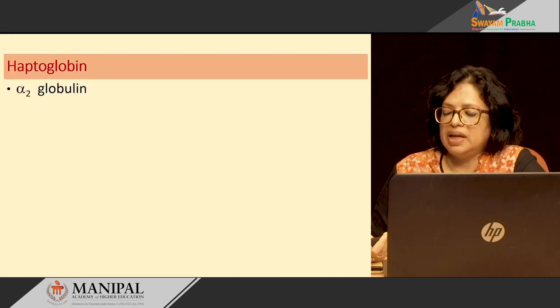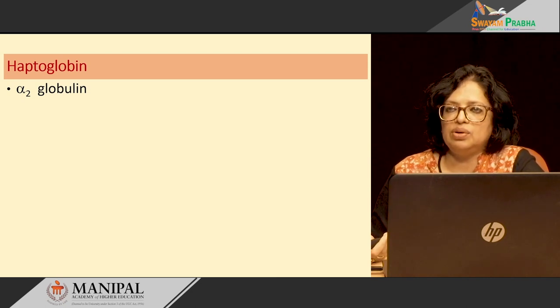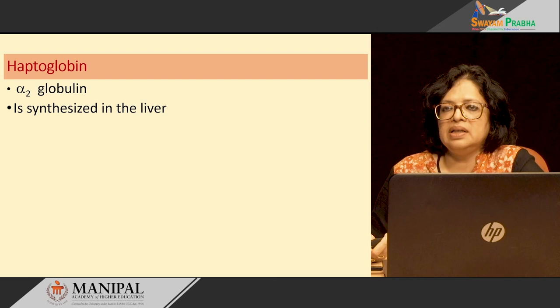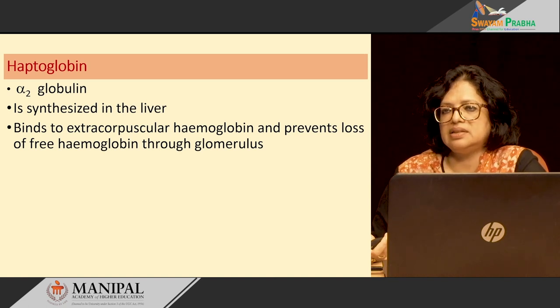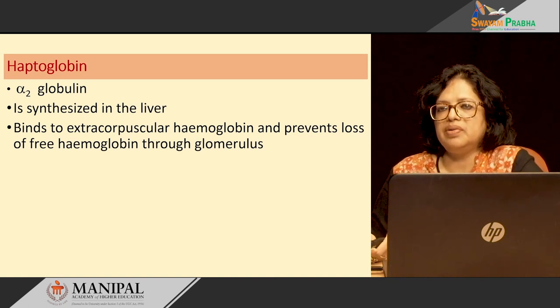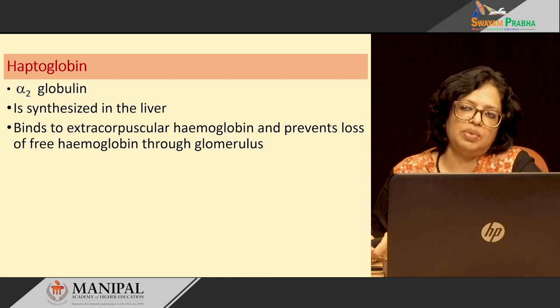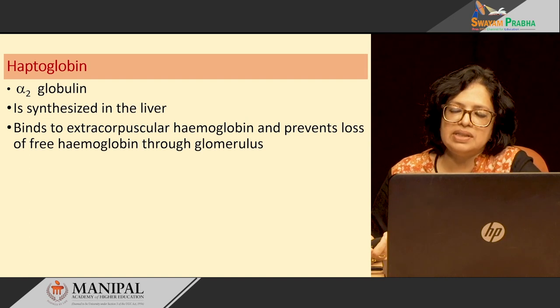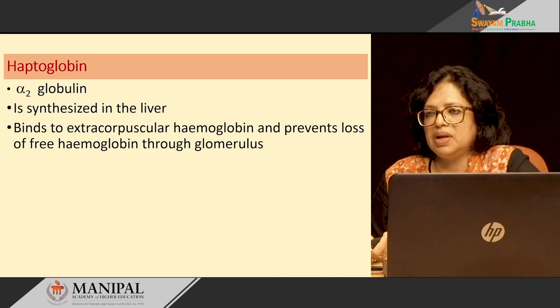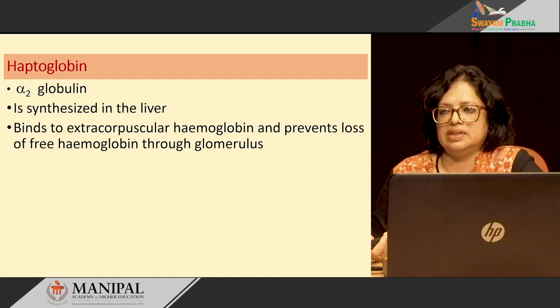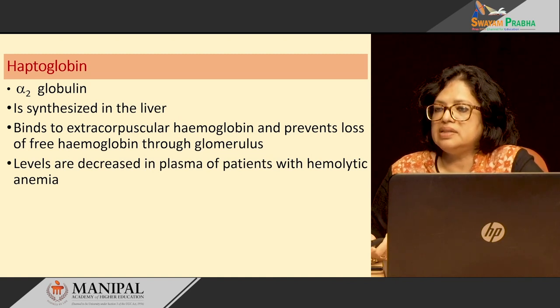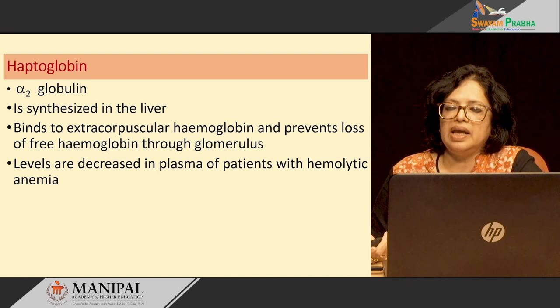Haptoglobin is a protein that migrates in the alpha 2 band. It is an alpha 2 globulin found in the electrophoresis pattern and is synthesized in the liver. Its job is to bind to hemoglobin which has leaked out of the red blood cells, that is the extracorpuscular hemoglobin, and prevents loss of free hemoglobin through the glomerulus. So, whenever there is hemolysis occurring within the blood vessels, it is haptoglobin that binds the hemoglobin and takes it to the liver and destroys it. Levels are decreased in plasma of patients with hemolytic anemia.